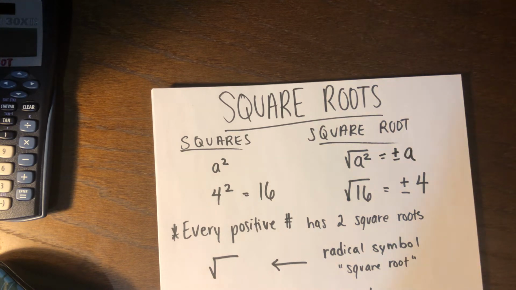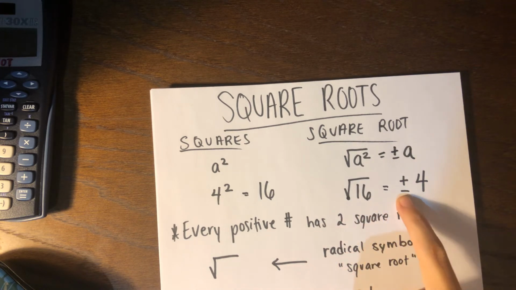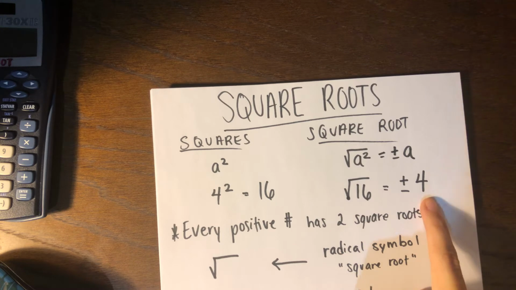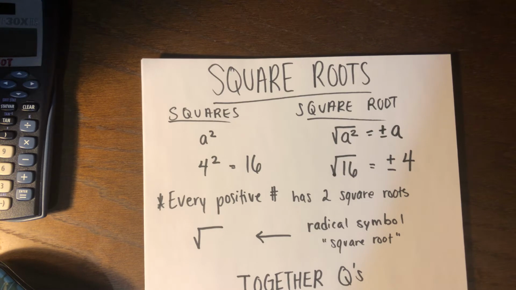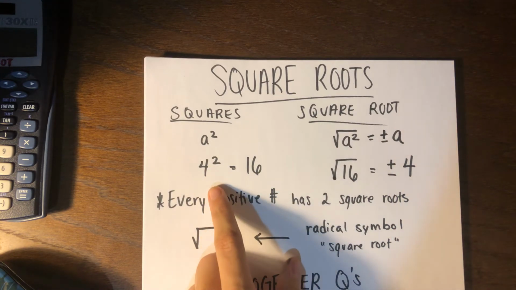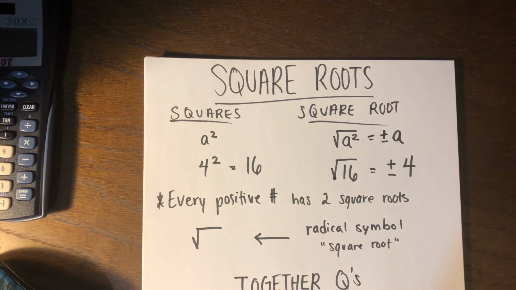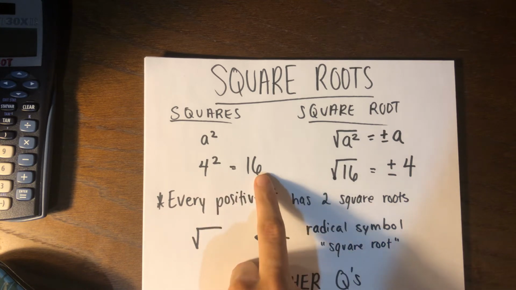So if we looked at a number, if we had 4 squared, we know 4 squared is 4 times 4, which is 16, right? Well, if we take the square root of 16, we get positive and negative 4. And you're probably thinking, why are there a positive and negative answer to this, right? Well, if we have 4 times 4, and they're both positive, that gives us 16. Well, if we do negative 4 times negative 4, we still get positive 16.